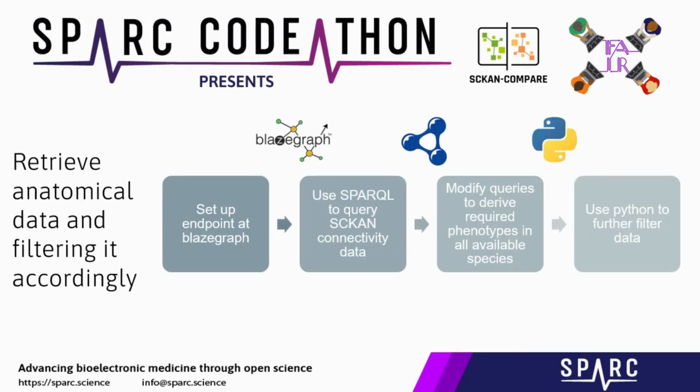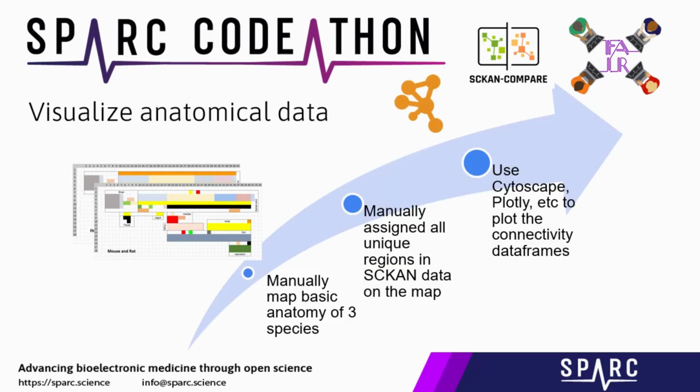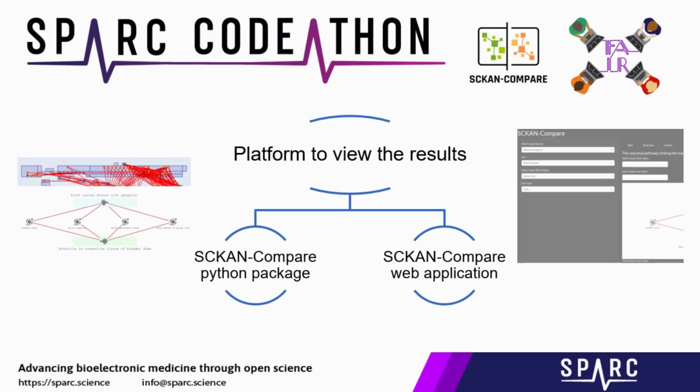Now, how did we retrieve anatomical data? We set an endpoint at Place Graph, and used SPARQL and Python to filter out all the information. Now, to visualize the anatomical data, we manually mapped the basic anatomy of 3 different species, manually assigned different regions to those in the regions in the scan data, and then finally used Cytoscape and Plotly to plot the connectivity data frames.